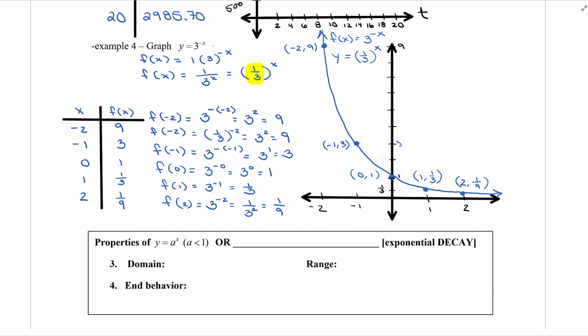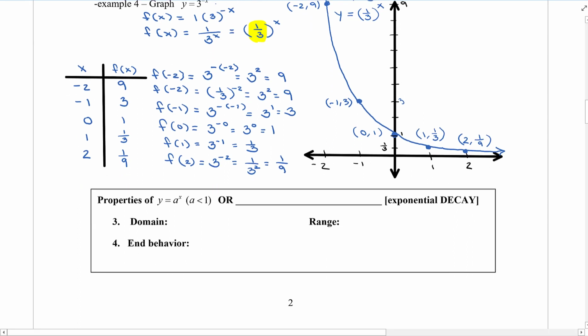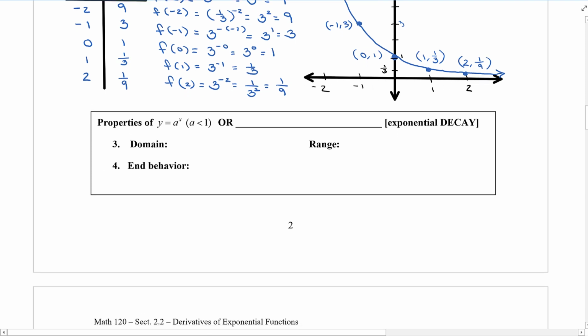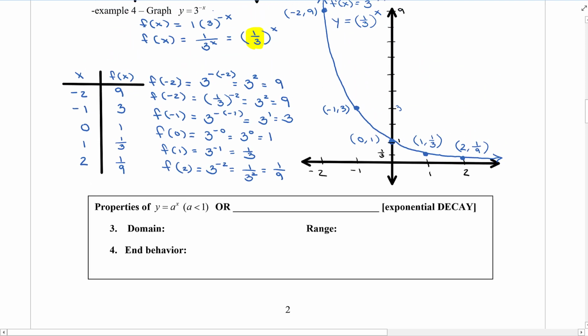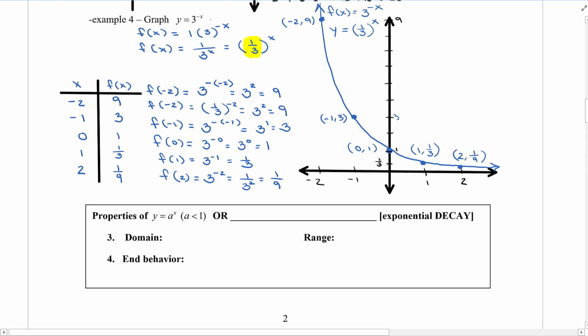There is a horizontal asymptote here at y equal to 0 right on top of the x-axis, even though I did not show it, you guys should be aware of it. And you guys should be aware also of the domain and range. The domain of this function is going to be all the reals, and the range is going to be the open interval from 0 to infinity.